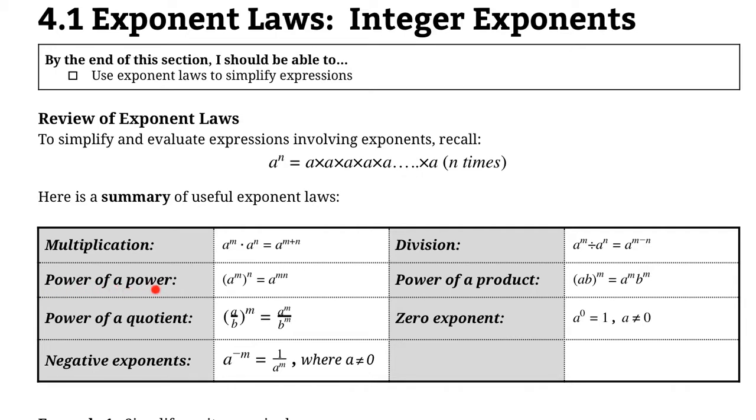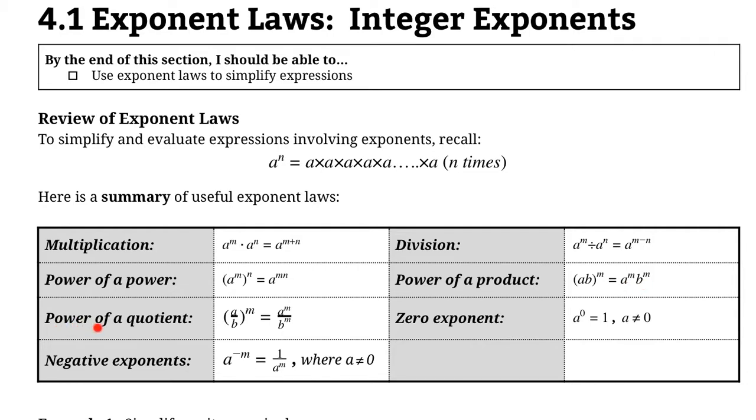In the power of a power rule, we have a to the power of m, that's all raised to the power of n. And that just simplifies to a to the power of m times n. So we would multiply these two exponents. In the power of a product rule, we can have two or more terms in brackets that's all raised to the power of m. This just means that that exponent m applies to everything in the brackets. So in this case, we'll have a to the power of m times b to the power of m.